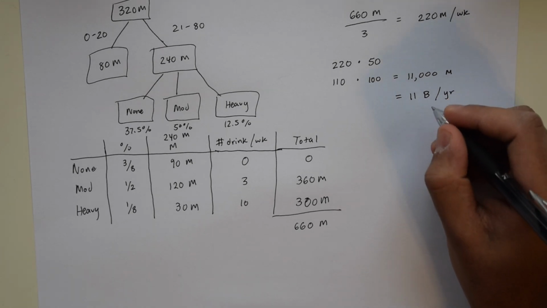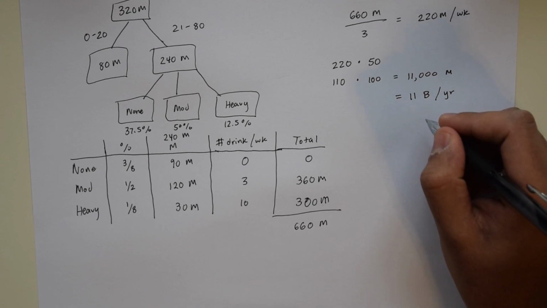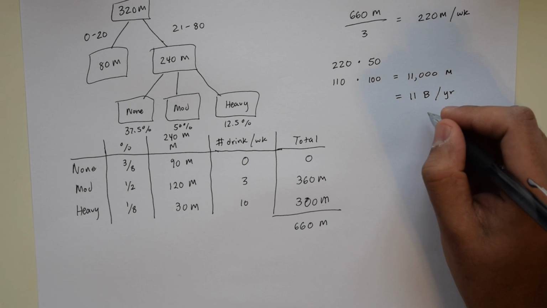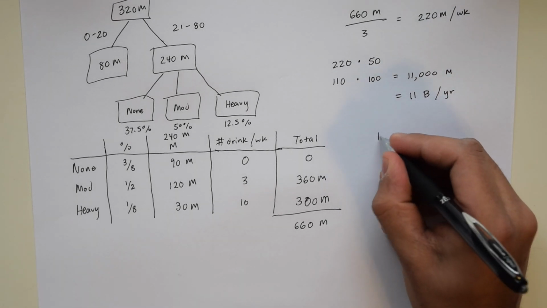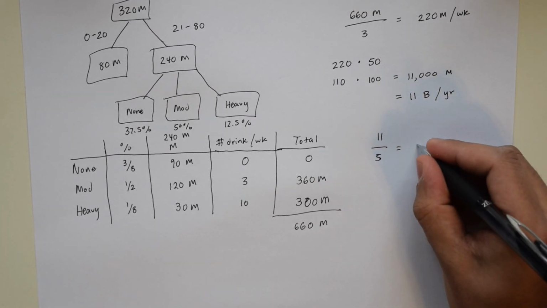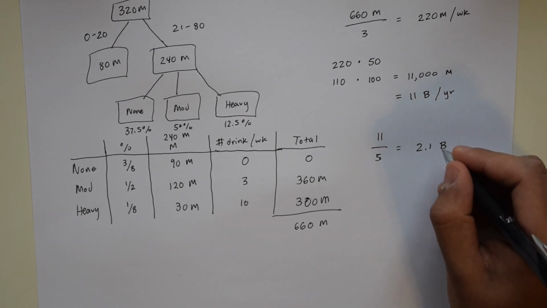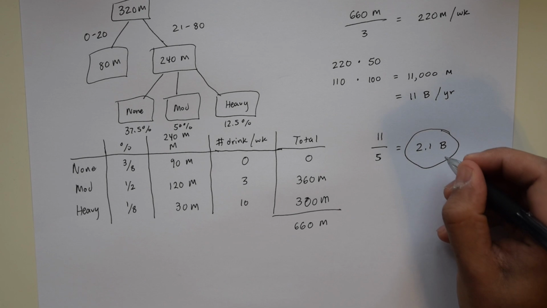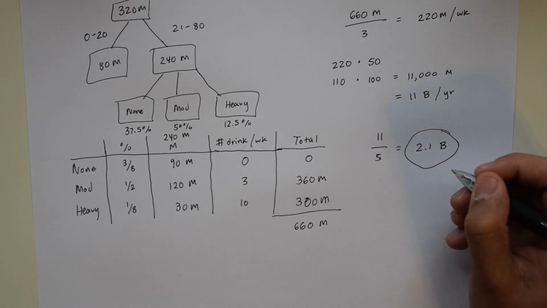Now we were asked not for the number of glasses consumed, but the number of bottles consumed. And we were given the fact that there are 5 glasses in one bottle of wine. So I'd like to take that 11 billion figure and divide it by 5. So dividing 11 by 5 gives us 2.2 billion. So on average in the US, 2.2 billion bottles of wine are consumed every year. And that's how you do a market sizing.